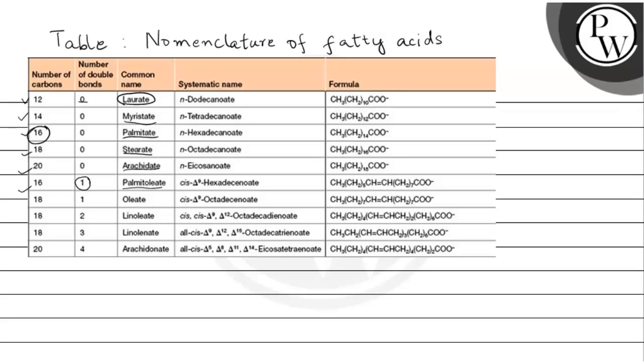So in our question, it was asking for the number of carbon atoms present in palmitic acid. We can see that the number of carbon atoms present in palmitic acid is 16. Therefore, palmitic acid has 16 carbon atoms present in its hydrocarbon chain.